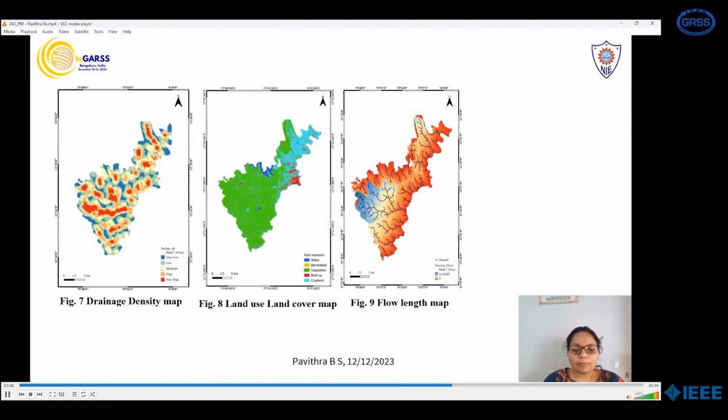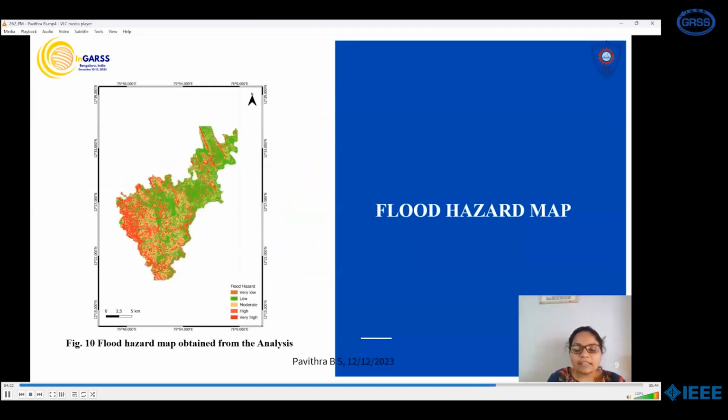Drainage density map was generated using kernel density to calculate the drainage density area from stream polyline features. Land use land cover map shows the variation in land use like water, barren land, vegetation, settlements and the cropland area. In the flow length map, the blue color indicates the higher flow length and red color shows lesser flow length. Lastly, the flood hazard map was generated by using all these criteria.